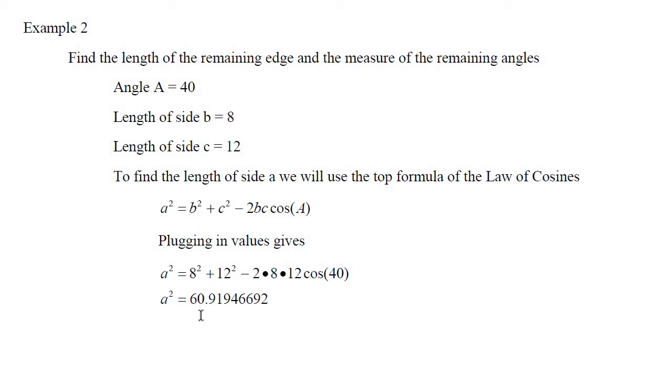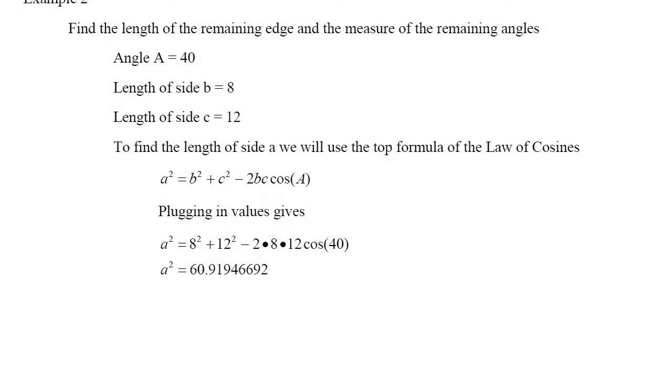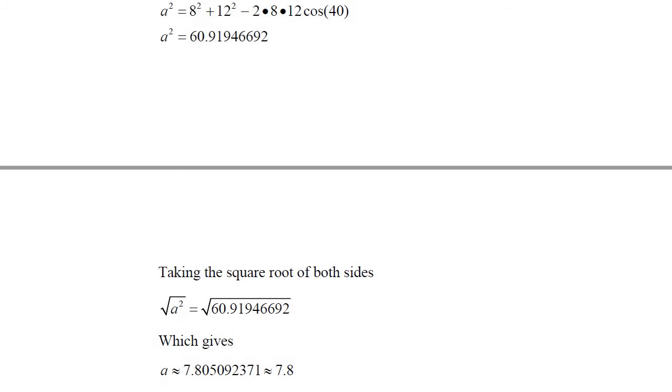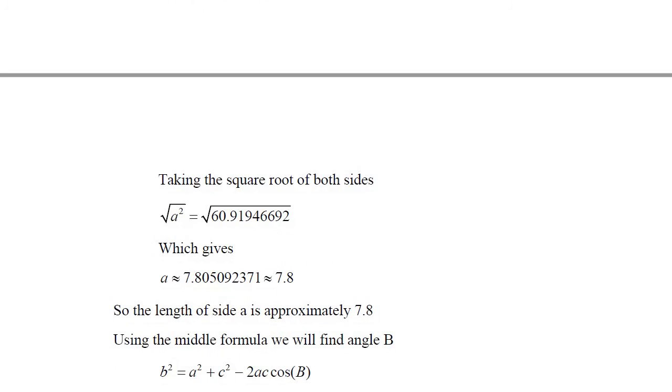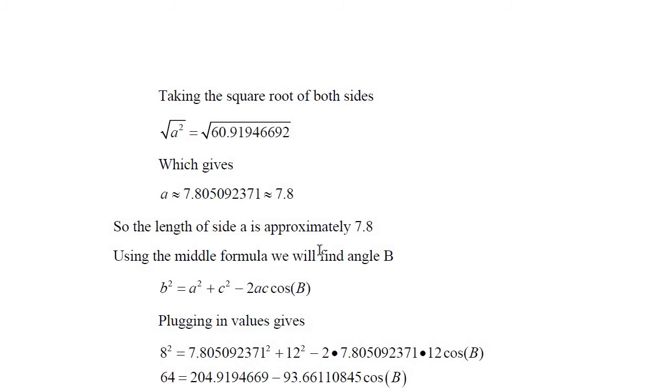Grabbing my calculator, that calculates to a squared equal to 60.919466692. And then if I take the square root of both sides, that gives me the length of side A is approximately 7.8. Now, I'm going to use the middle formula to try to find angle B. Now, since angle B requires that I know what the length of side A is, well, I rounded A to 7.8, but when I do this calculation, I'm going to use the lengthy number. The reason why is if I use this rounded number, I'm going to be off by quite a bit.